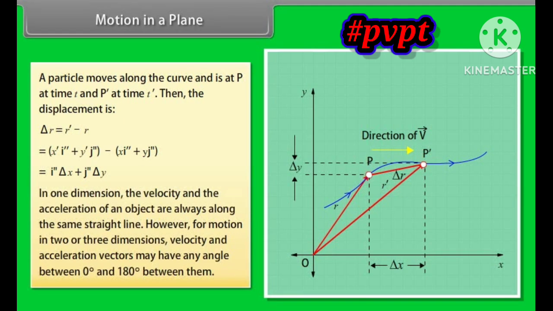In one dimension, the velocity and the acceleration of an object are always along the same straight line. However, for motion in 2 or 3 dimensions, velocity and acceleration vectors may have any angle between 0 degrees and 180 degrees between them.